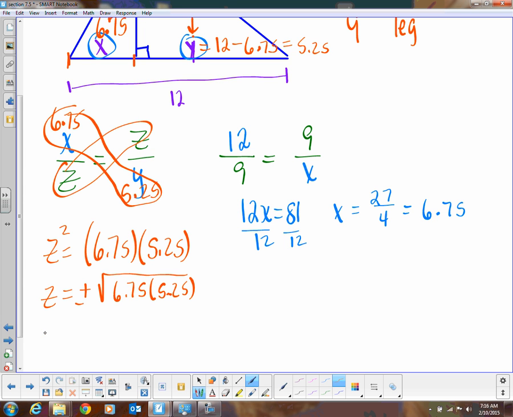So I'm just going to indicate it, because I do want to know my answer was 5.95. So what would you do to get 5.95? What would you do? Multiply and then square root, right? Next question.